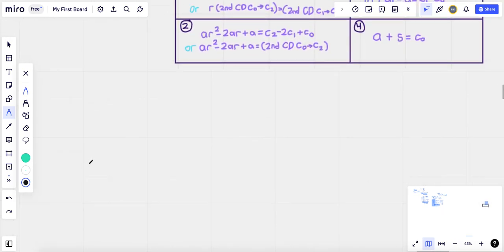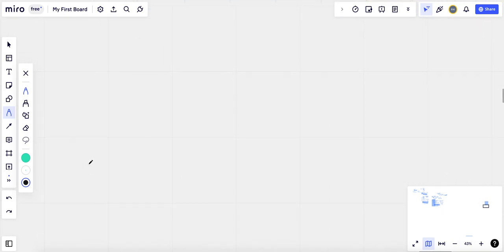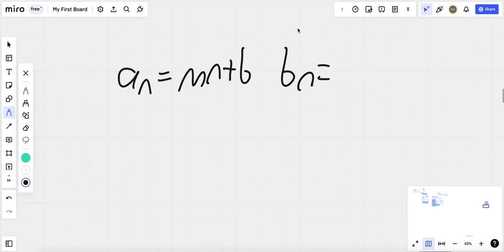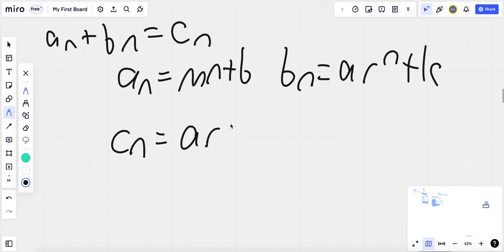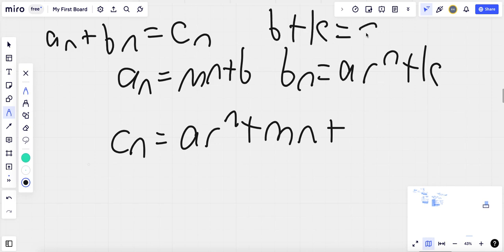So this is for an arithmetic plus a geometric sequence. So if I have an arithmetic sequence that goes mn plus b, and a geometric that goes ar to the n plus k, and I add these two, I'll say a sub n plus b sub n is c sub n. So then c sub n is going to be ar to the n plus mn plus, and now we're going to add b and k, so we can just say that b plus k is s, because we're just adding two variables, so we're going to get another variable.